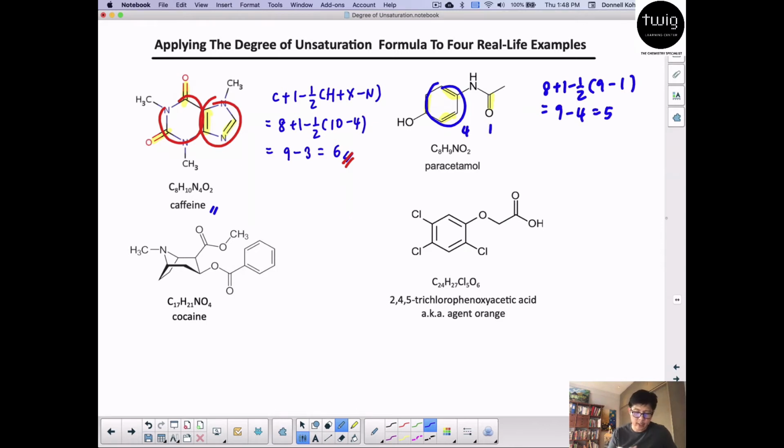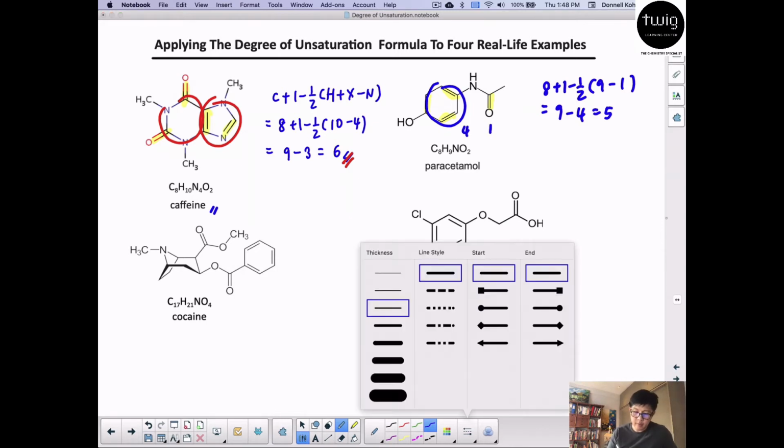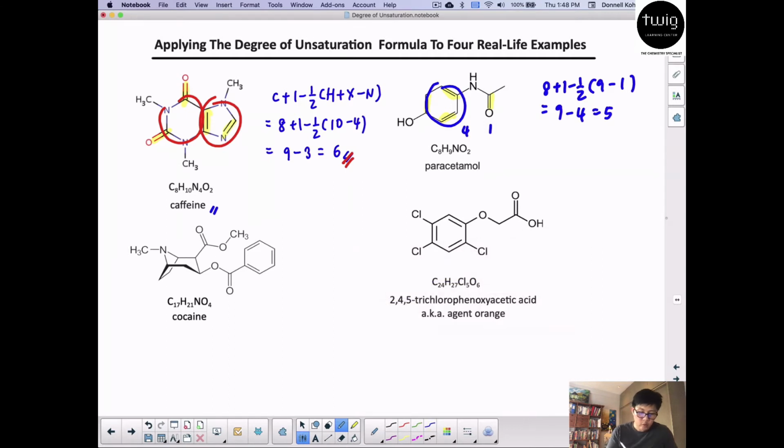Let's try cocaine. Let's look at cocaine. So the formula has 17 carbons. This is like a big number. 17 plus 1 minus half. The number of hydrogen is 21, nitrogen is 1. So this gives you 18 minus 10, so this gives you 8. So let's see whether there are 8 degrees of unsaturation. 1, 2, 3, 4, 5.